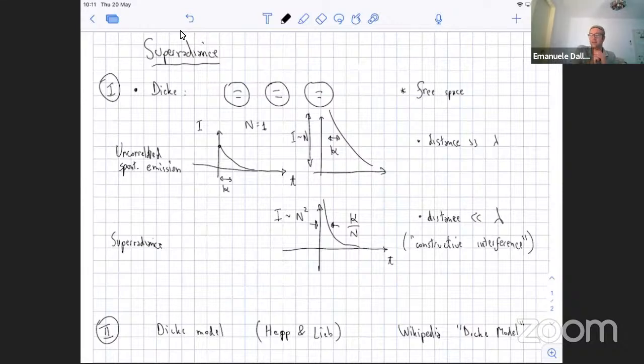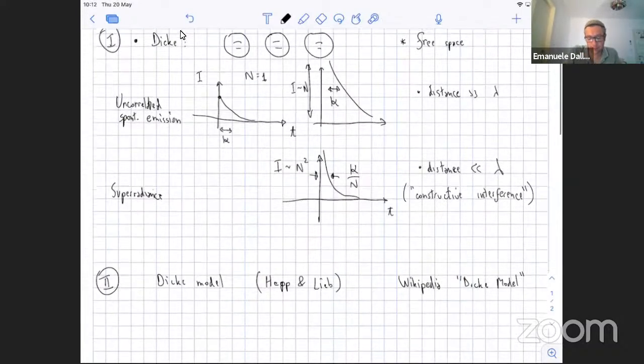Right. Actually, what I said before about the atoms being displaced by lambda is not correct. It will be correct for the second case, as we mentioned. In the case of Dicke superradiance, it doesn't work because we are in free space, so light can be emitted in all directions. Let's say that I place two atoms at distance lambda. For the photons that go in this direction, that's fine, but in the other directions, it doesn't work. So actually, no, you really need all the atoms to be placed within a lambda distance.